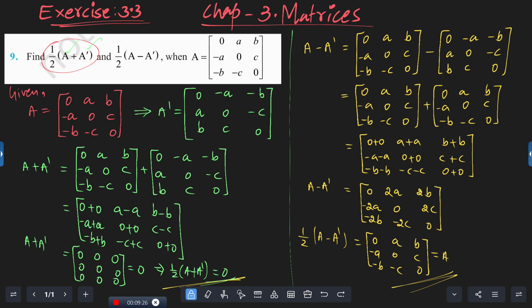My next question number 10. The 10th one will go. Is anyone writing on the boy side? Girl side? Done. Right.